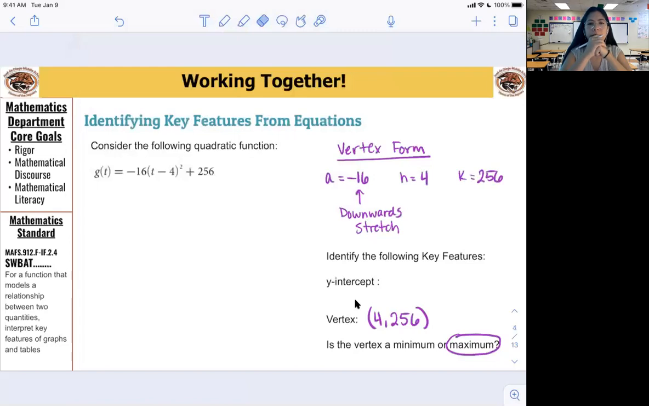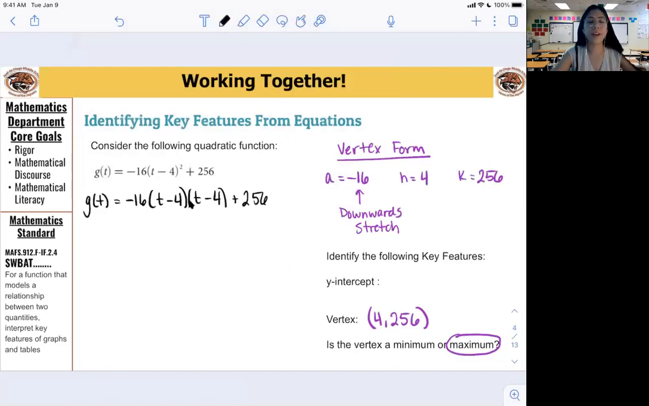Let's see if anyone can think. I'll give you guys a hint. Which form tells you the y-intercept? Standard form. But I'm in vertex form. So what can I do to... So you have to FOIL. So we have to break down the parentheses by doing -16 parentheses t subtract 4. Then you duplicate it. Exactly. Duplicate it.